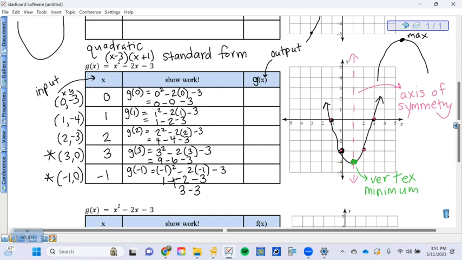So f of 2, I look at my graph, when x is 2, what is my graph at? -3. When x is 3, where is my graph? 0. When x is -1, where is my graph? 0 again. So I'm just looking at my graph and finding the y coordinate of that x coordinate. Okay.